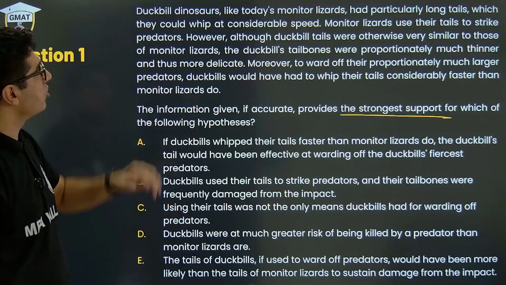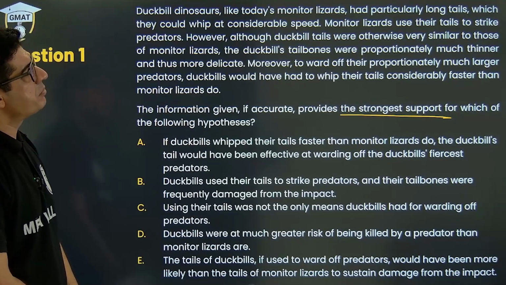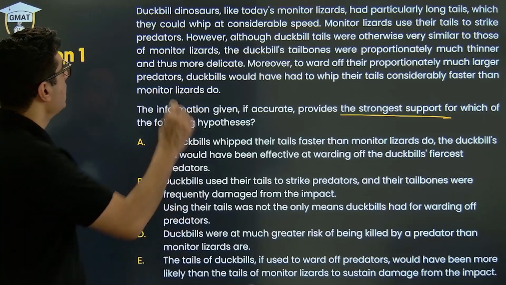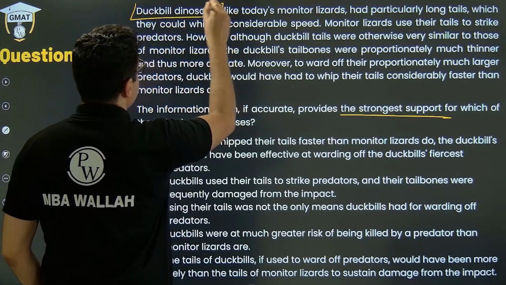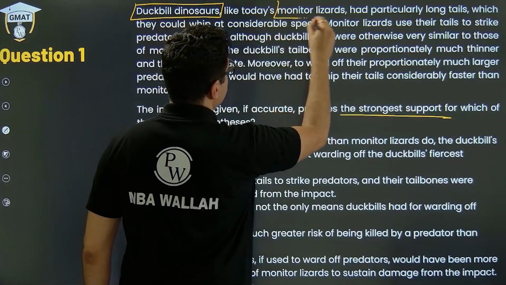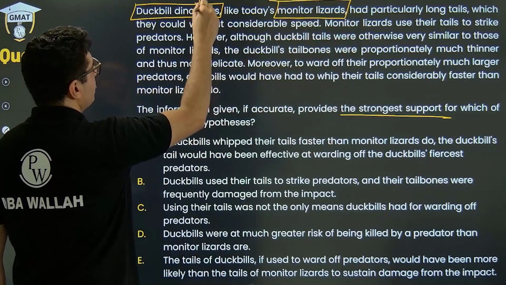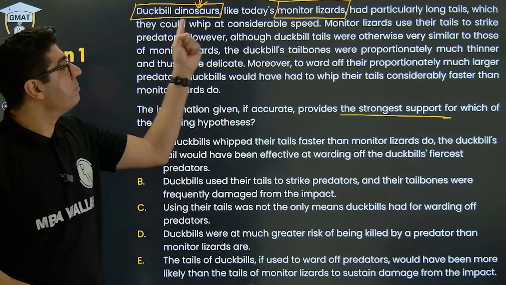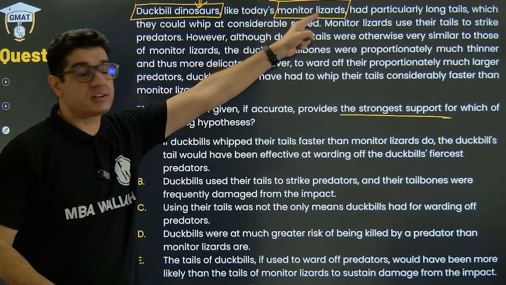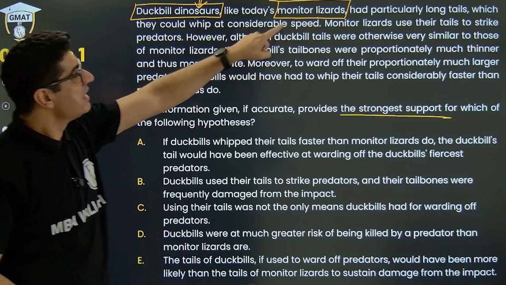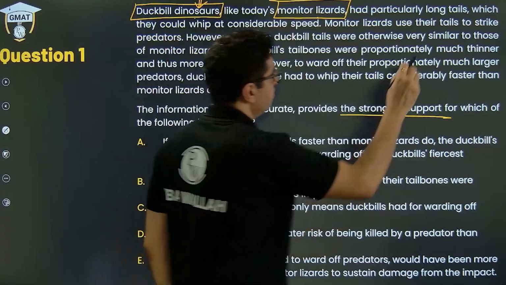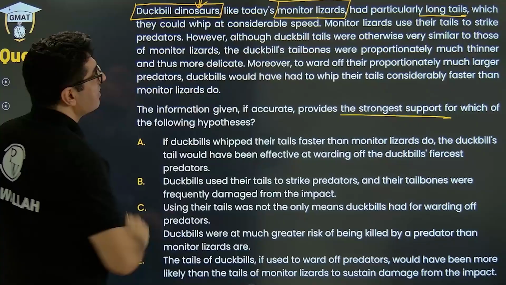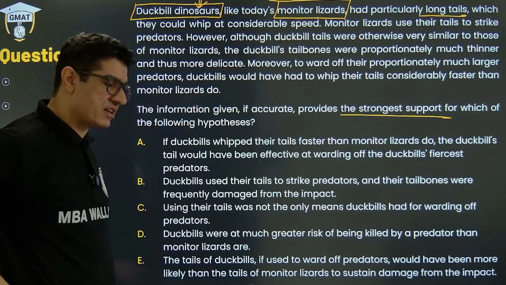So duck-billed dinosaurs, like today's monitor lizards, had particularly long tails which they could whip at considerable speed. So there are these two entities. You have duck-billed dinosaurs and you have monitor lizards. Now you know it, I know it, that dinosaurs are extinct. They are no longer in existence, but we are comparing these two animals. Monitor lizards exist. We are saying that these dinosaurs are a bit like monitor lizards with respect to their tail. Moreover, they could whip that tail at considerable speed. So that's another factor that we know.